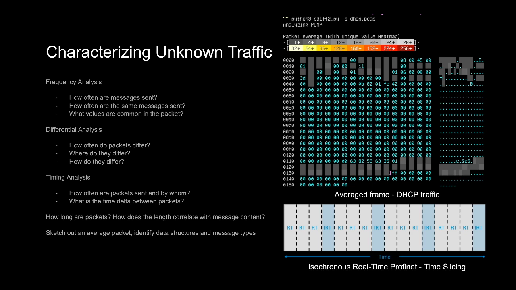Another thing here is the isochronous real-time Profinet, which is an example of time slicing. There's certain traffic that will only appear in a quarter of a period of time, like a duty cycle of 25%, that is one type of traffic, while another traffic is another type. So if you were looking at certain protocols, you might see attributes like this, which are just something that you can inform yourself on based on things like timing analysis.